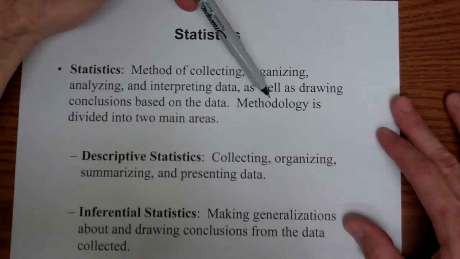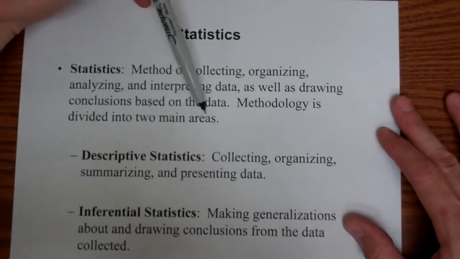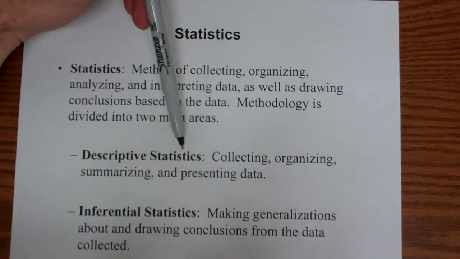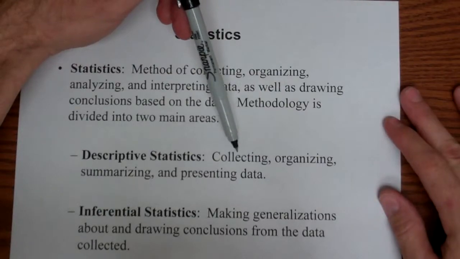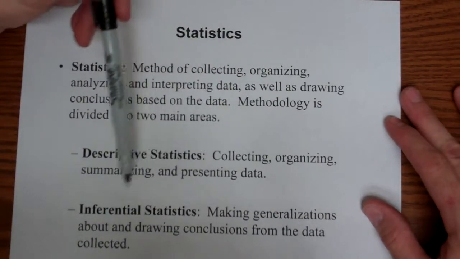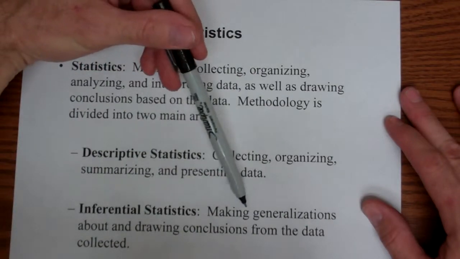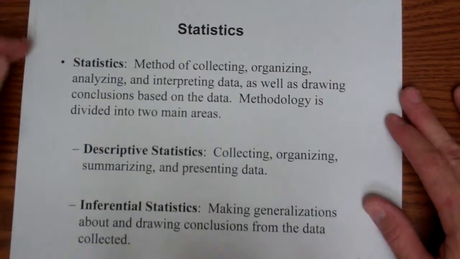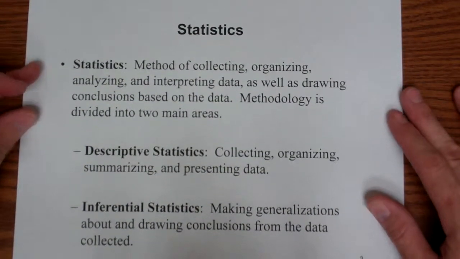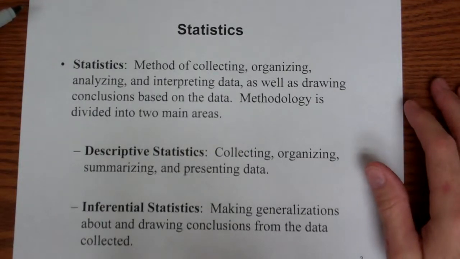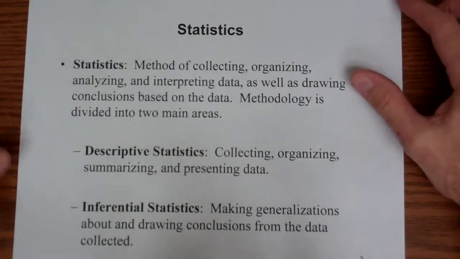The methodology for this is divided into two main areas: descriptive statistics, which is what we're going to focus on in this chapter, which means collecting, organizing, summarizing, and presenting the data. And then inferential statistics is when we make generalizations about and draw conclusions from the data collected. And this is more of what you would do in your stat methods class if you choose to take that after this class, which I highly recommend. All right.